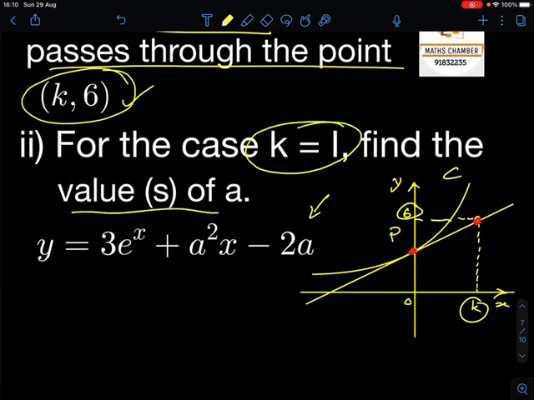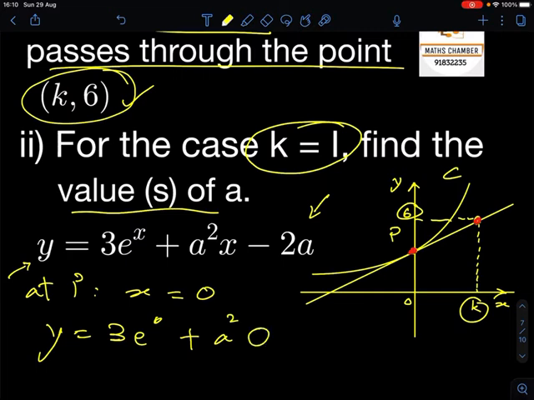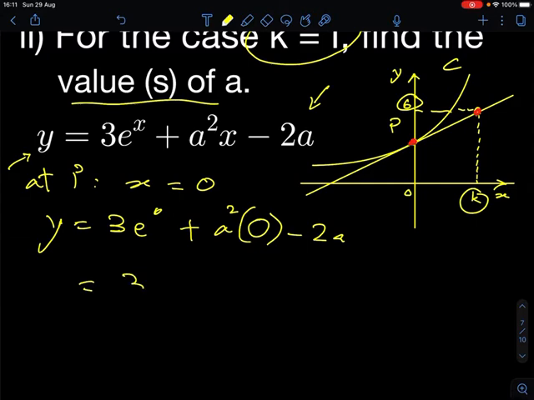So at point P, what happened? At P, x equals 0, isn't it so? So we substitute into the equation here. So y equals 3e to the power of 0 plus a squared times 0, minus 2a. That will give us 3e to the power of 0 is 1, so 3 minus 2a. So point P is (0, 3 minus 2a). That's the coordinate of point P.